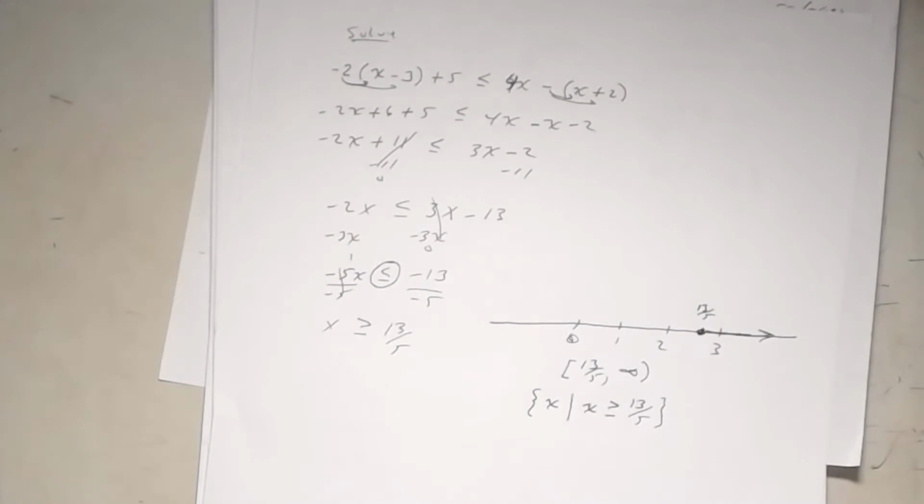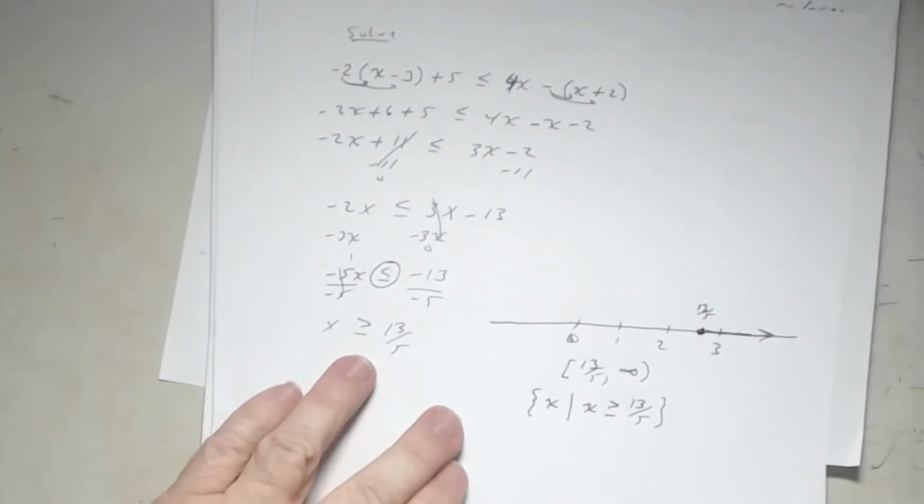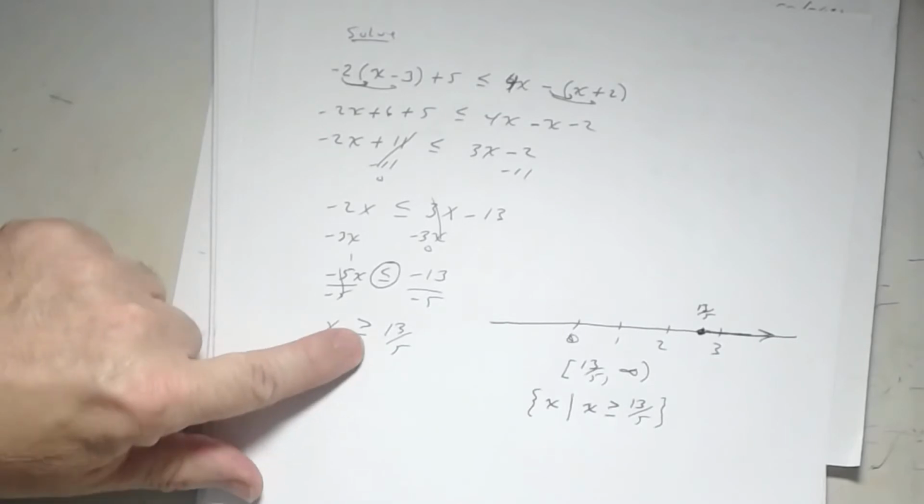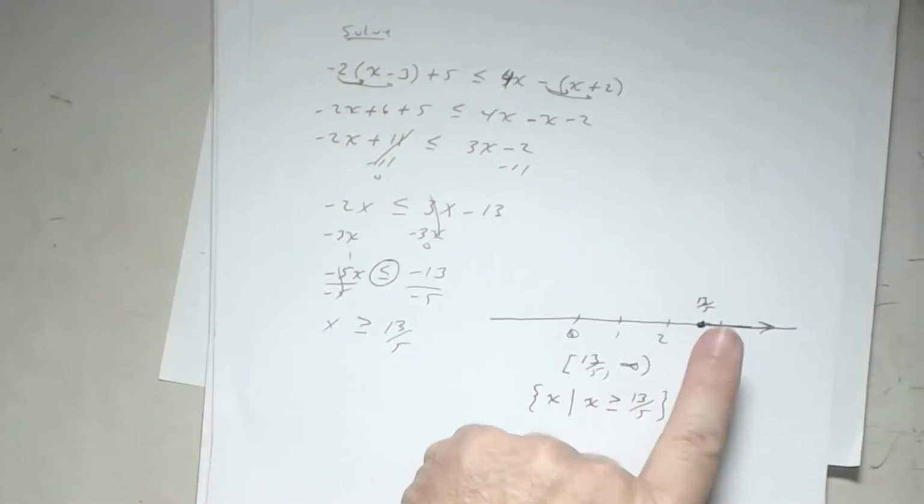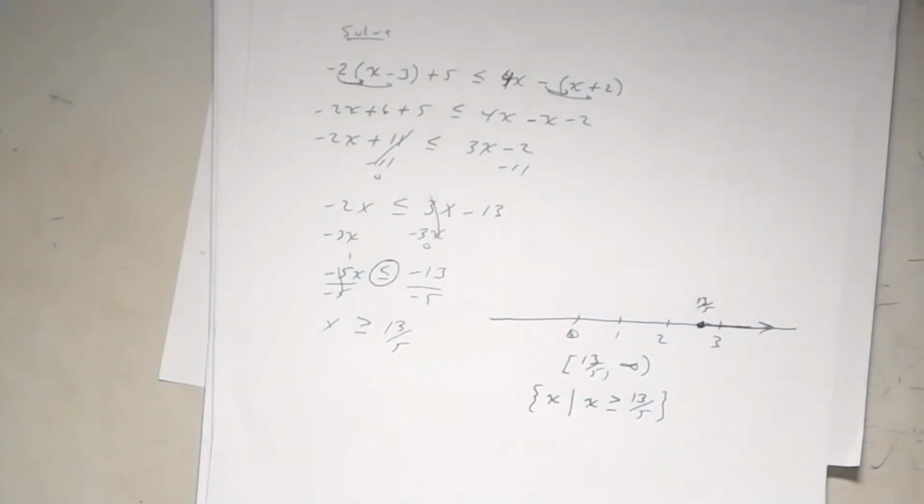All right. So on the test, probably those are going to be integers, but just in case for some reason there's a fraction, use your calculator to approximate this fraction and then put the fraction on the number line where it should be.